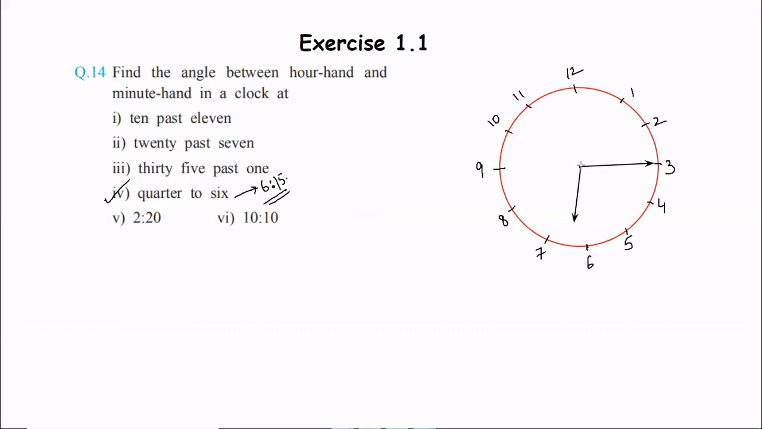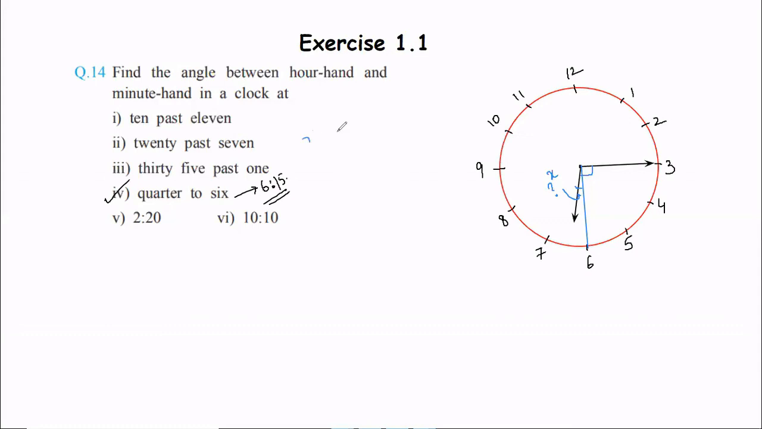Between 3 and 6, there are 3 consecutive marks, so that will give us 90 degrees already. And there is some x remaining over here. We need to calculate this x, so keeping this in mind, we'll calculate x first.